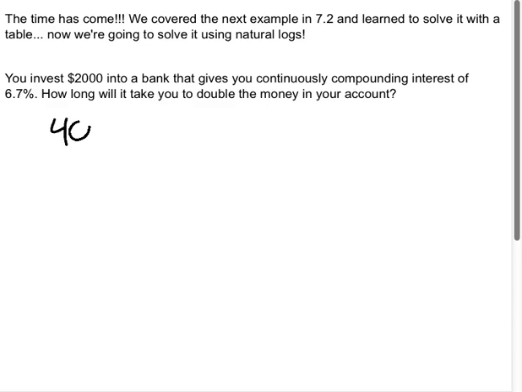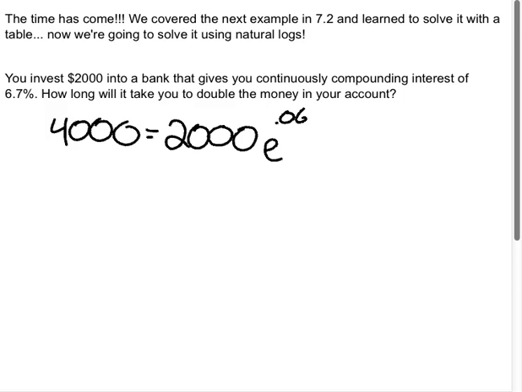So to double my money means I'm going to be ending with 4,000. Remember, continuously compounding interest uses e. We need it as a decimal, and we're searching for the time. Okay, so writing it out like this, I can actually solve this now. Okay, we don't need a table. We can actually do the math to figure this out. Divide off the 2,000.